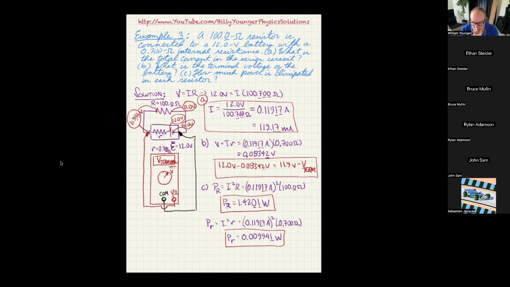But what we use here is Kirchhoff's junction rule, which basically says if you add up all the currents coming into a junction, and then you add up all the currents leaving that junction, then those two sums should be equal to each other. That's Kirchhoff's junction rule, called KJR or KJL.